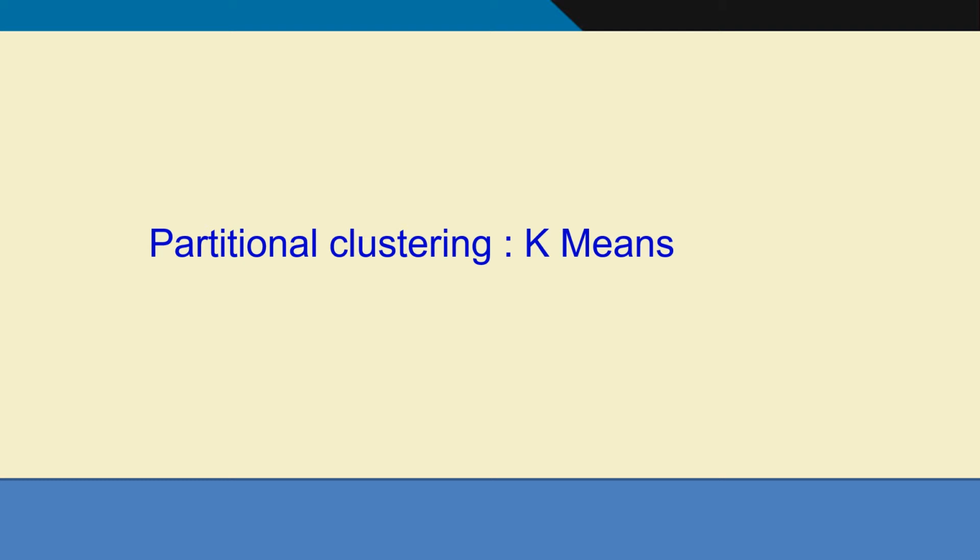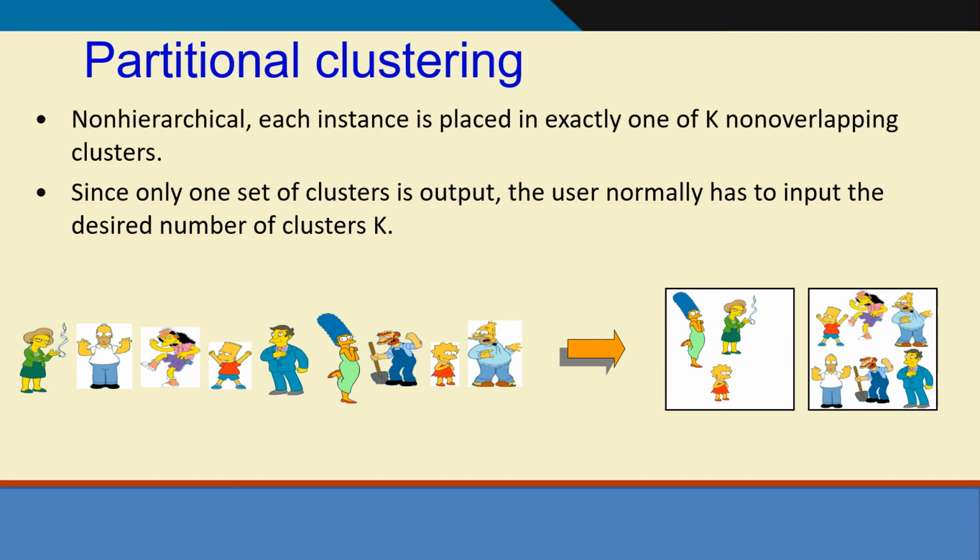Now let's look at partitional clustering. Partitional clustering is a non-hierarchical clustering wherein you will have to mention the number of clusters that you want, and these clusters would be non-overlapping.